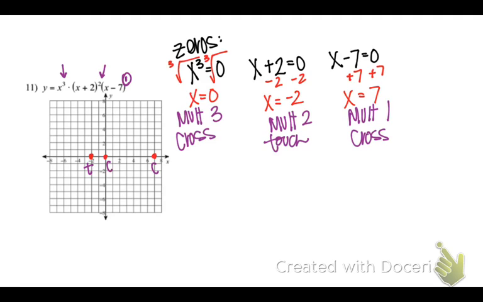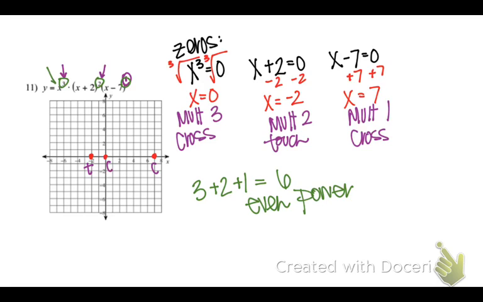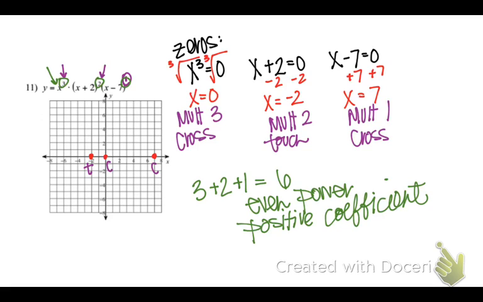Okay. So then here, now we need to figure out our end behavior. So I can just take these exponents and add them up. So I have 3 plus 2 plus 1, that ends up giving us 6. So it has an even power. This leading coefficient here is positive. Which means even and positive, even means they're going the same way, positive means that they are going up.